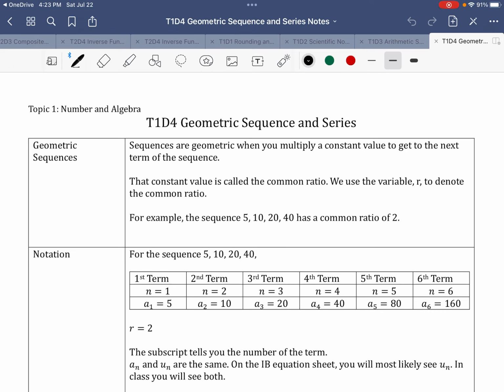So we know that sequences are geometric when we multiply by a constant value in order to get to the next term. That constant value is called the common ratio, and we use a variable r to denote the common ratio. For example, if we have a sequence 5, 10, 20, 40, it has a common ratio of 2 because we're multiplying by 2 in order to get to the next term.